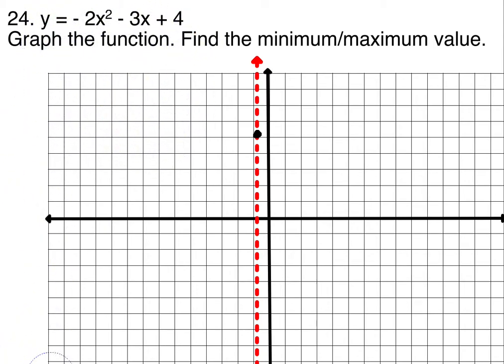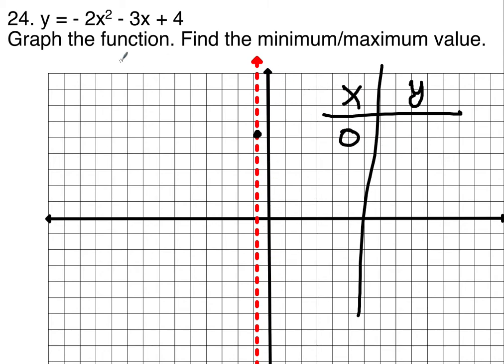we need to pick a few x values and find their y values. So I'm gonna do the y-intercept, because I always like doing the y-intercept. When x is 0, these two terms get canceled out, and y is 4. So 0, 1, 2, 3, 4. If I go 0.75 over to this line, I need to go 0.75 more, and I'll be here. So that's at 0.75, and 0.75 is 1.5, comma 4.